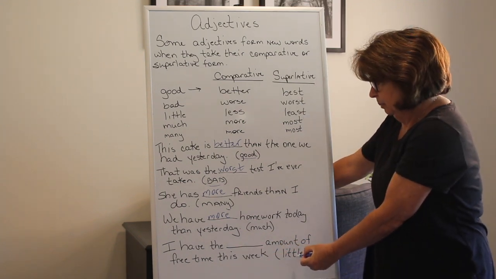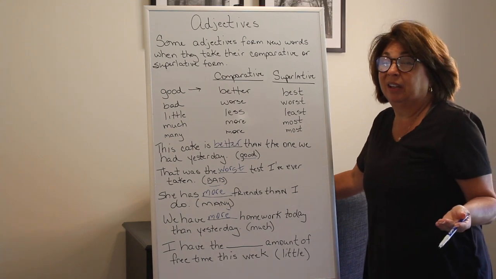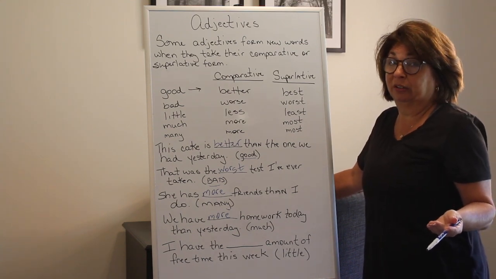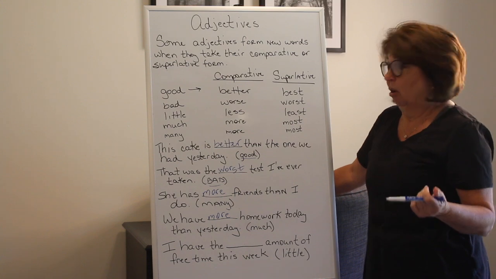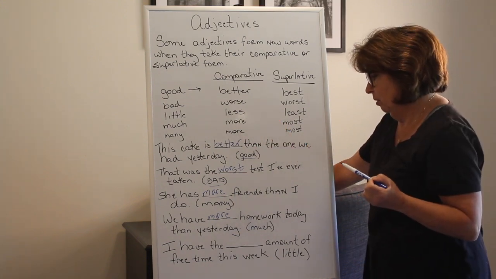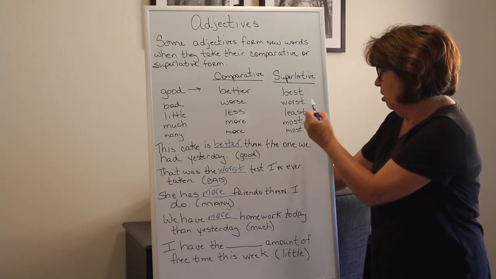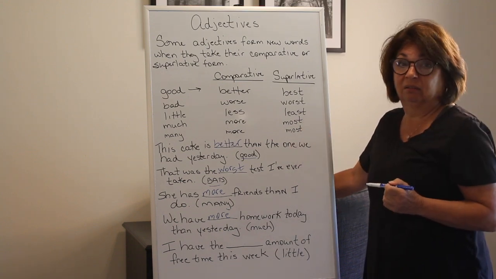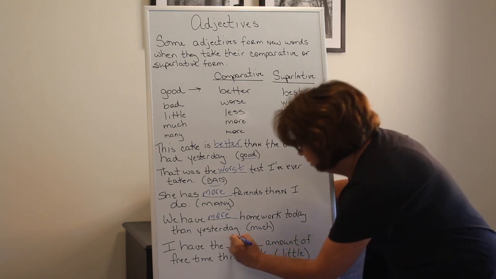All right, I have the blank amount of free time this week. Our word is little. A week has how many days? So that's more than 3, right? All right, so I have the less amount of free time this week, or the least. If you said least, you would be correct.